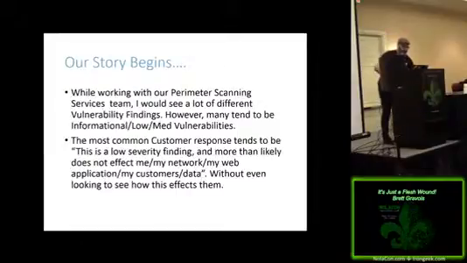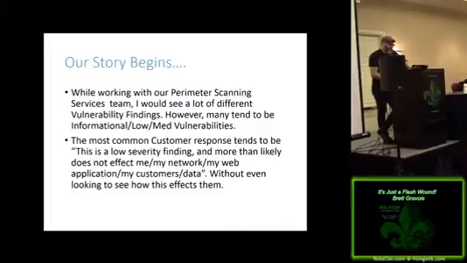So here we go. I came up with this talk while working with our perimeter scanning services team, where I'd see a lot of different vulnerability findings. However, many tended to be informational, low, or medium vulnerabilities. The most common customer response tends to be, this is a low severity finding and more than likely doesn't affect me, my network, my web application, my customers, my data. And nobody would really ever look to see how this affects them. Being part of the perimeter scanning services team is mainly PCI scanning, which we all hate. Nobody likes PCI. But the good part is you get a really awesome sampling of what people have out there. So this is based on a lot of what I see out there.